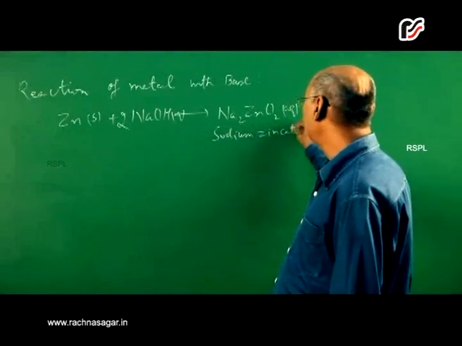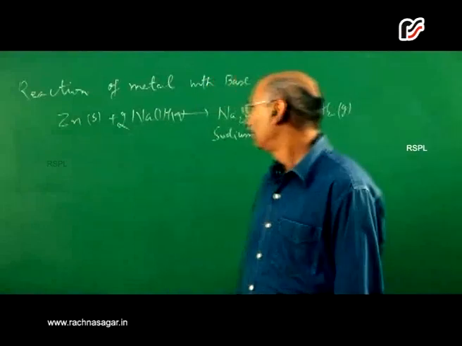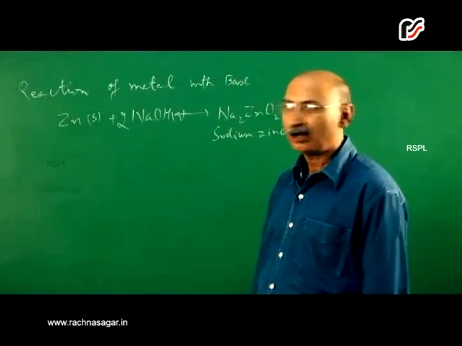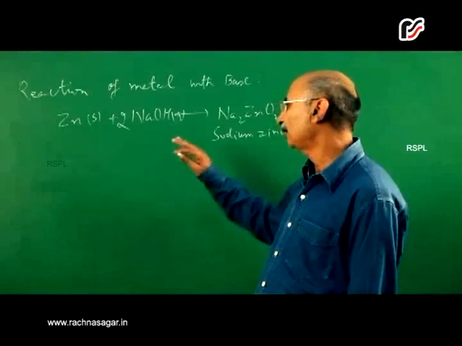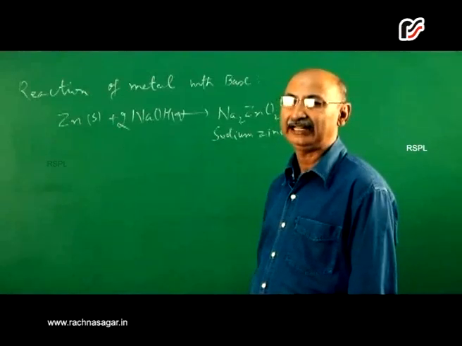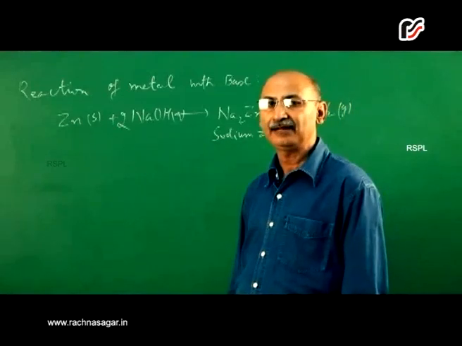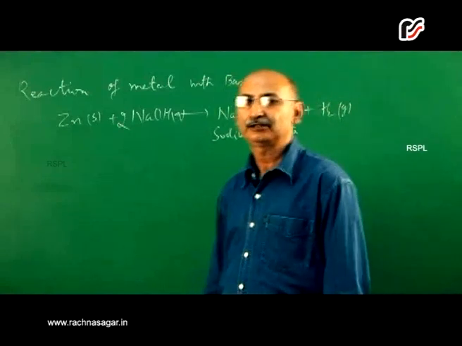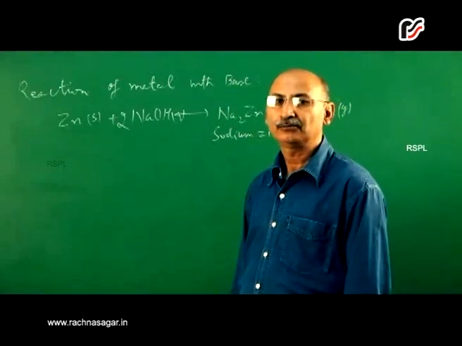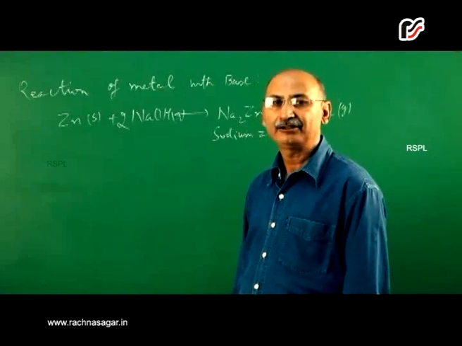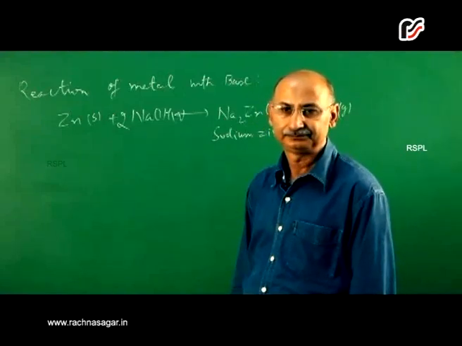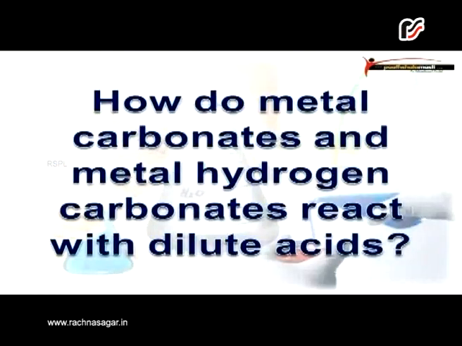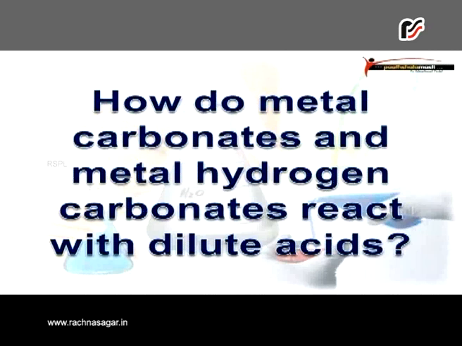These metals which react with base are neither highly electropositive nor least electropositive. They are moderately electropositive in nature. Similarly, beryllium and aluminium also react with sodium hydroxide to form corresponding salts and hydrogen gas is evolved. Next demonstration will be how metal carbonates and metal hydrogen carbonates react with dilute acid. They give brisk effervescence due to carbon dioxide.